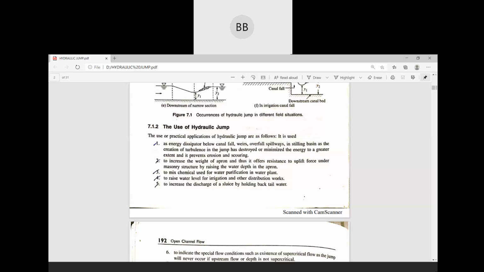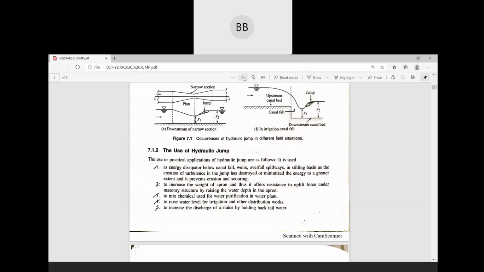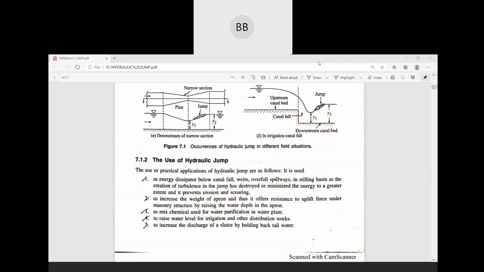Then we move on to the next topic: uses of hydraulic jump. These are the five most important uses of hydraulic jump. First, as an energy dissipator. Second, to increase the weight of apron to resist the uplift force under masonry structure. Third, to mix chemicals used for water purification in a water plant. Fourth, to raise the water level for irrigation and other distribution work. And fifth, to increase the discharge of a sluice by holding back tailwater.